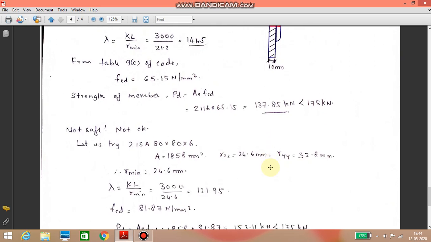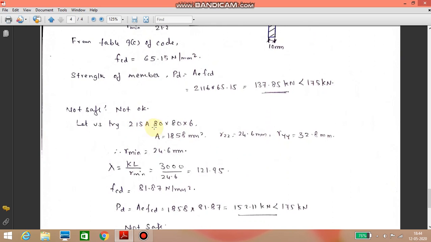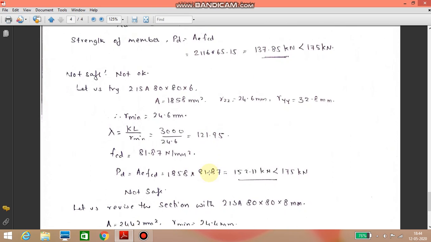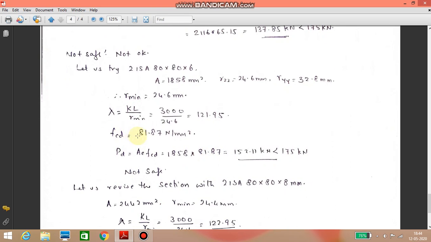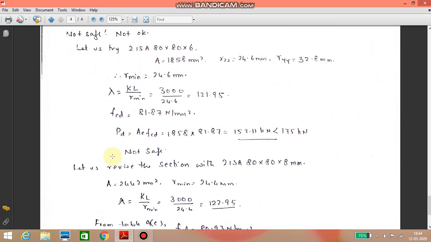Now we will go with higher size of the section. Let us try ISA 80 by 80 by 6. The area is 1858 millimeter square and RZZ is 24.6, RYY equal to 32.8, R minimum is 24.6. Let us calculate lambda. Lambda is nothing but KL by R equal to 121.95. Now from table number 9c we get FCD equal to 81.87 Newton per millimeter square. Therefore the PD value works out to be 152.11 kilonewton, which is again less than 175 kilonewton. Again the design is not safe. We need to go for higher section.